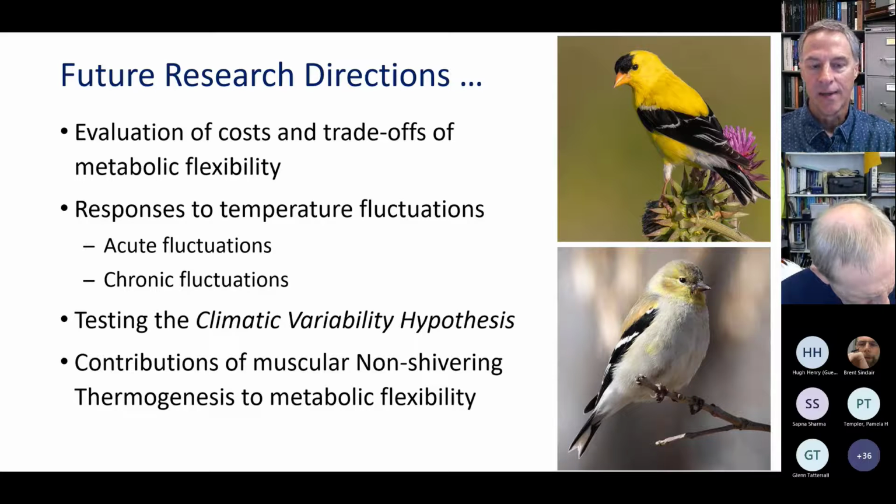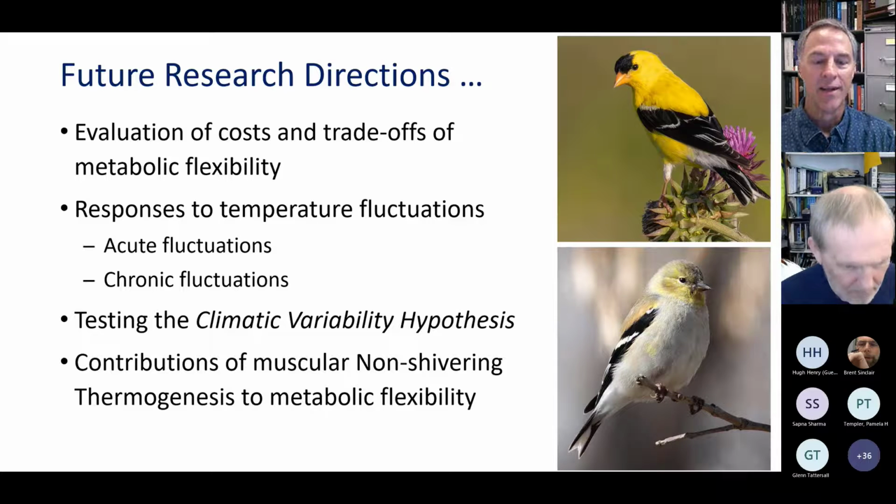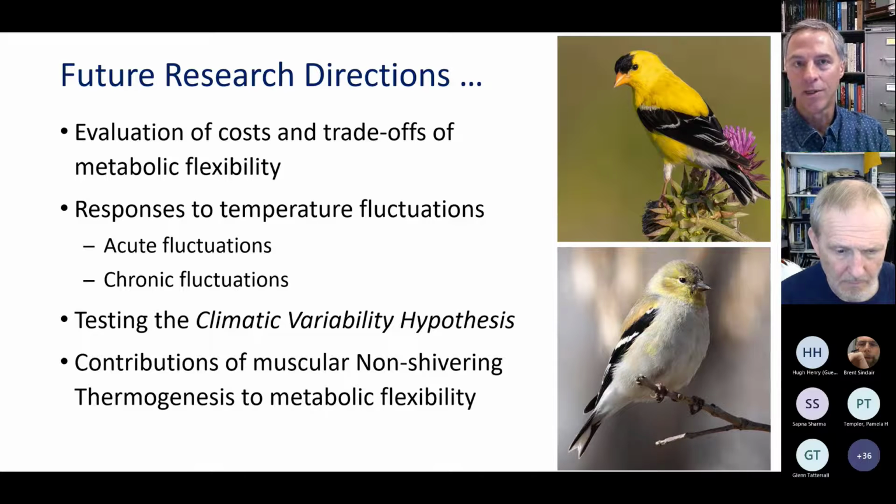And then finally, I'd like to see some more work on the potential for muscular non-shivering thermogenesis, which there's increasing evidence showing that it occurs in chicks and growing birds, but less in adult birds. And so I'd like to see some studies addressing the contributions of this non-shivering thermogenesis to metabolic flexibility.